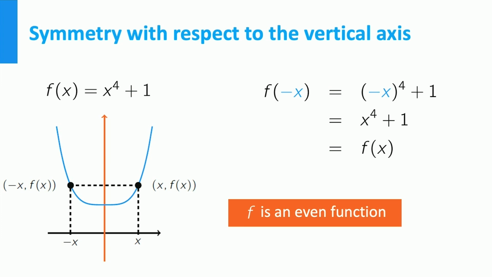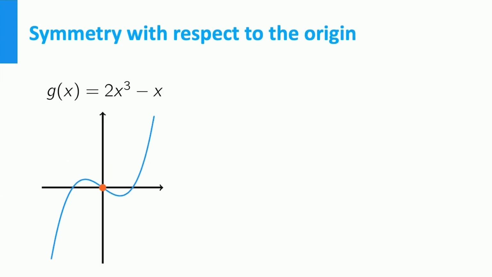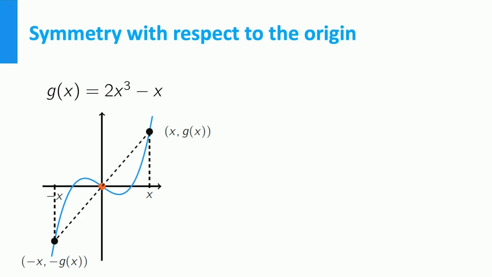Alright, let us switch to the second case and consider this example, g of x. g of x is 2x cubed minus x. We notice a different kind of symmetry in the graph of g. Now there is a symmetry with respect to the origin. Indeed, if we take any point on the graph and reflect it through the origin, we again find a point on the graph. What does this look like using symbols? Well, consider again a general point, (x, g of x), on the graph. The reflection through the origin flips the sign of both coordinates. We end up at the point (minus x, minus g of x).